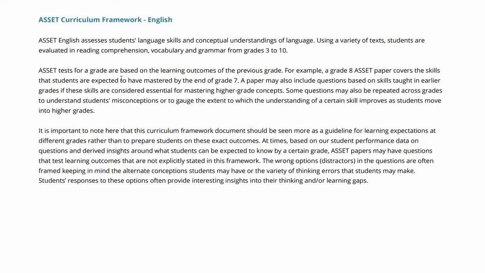Asset tests for the grades are based on the learning outcomes of the previous grade. For example, a grade 8 asset paper covers the skills that students are expected to have mastered by the end of grade 7. A paper may also include questions based on skills taught in earlier classes. That means if you are in grade 9, you should practice grade 10 set of skills, and at the same time you should have mastered the skills of past 2 years.